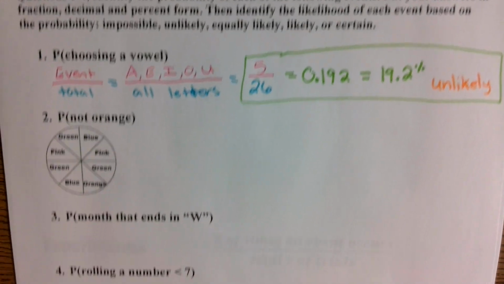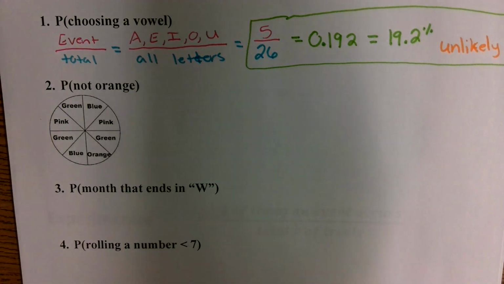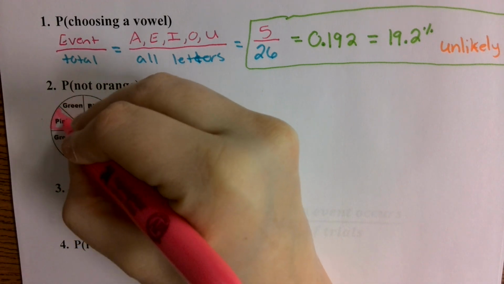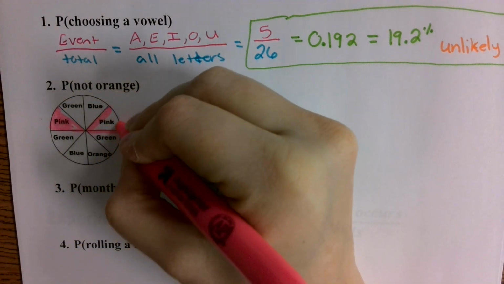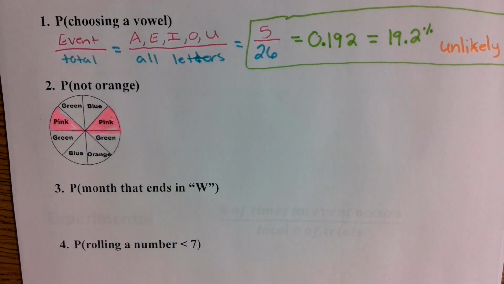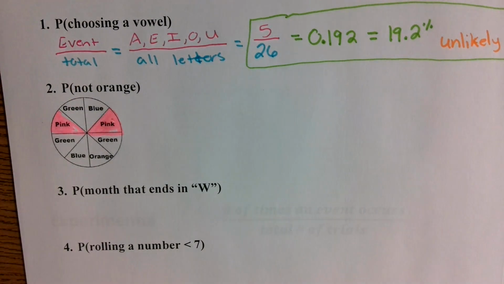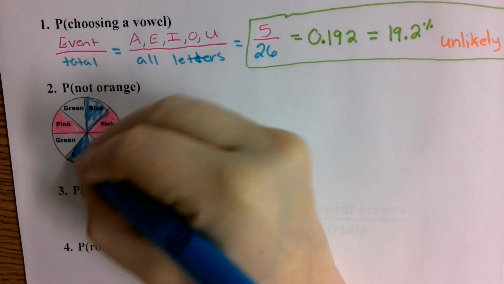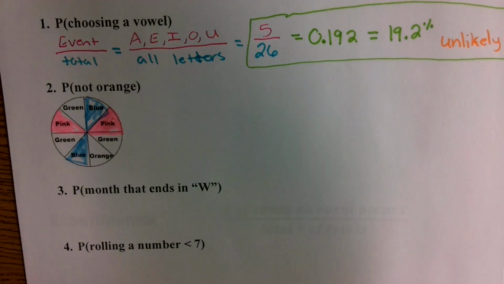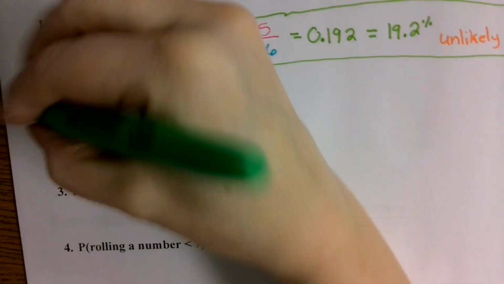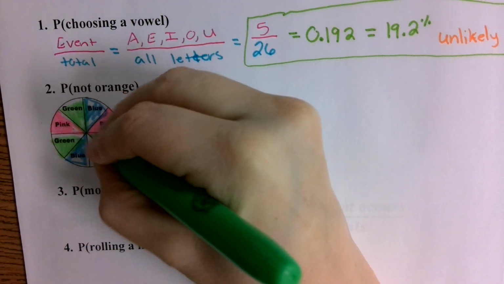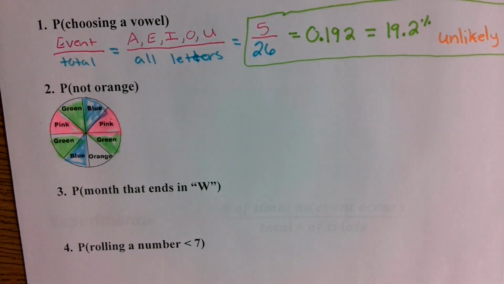Number 2, the probability that we're going to land on orange. So we've got a few colors here. We've got pink over here and over here. There's our pinks. We have some blues. We have a blue here, a blue located here. We also have some greens up here, a couple of greens. And then we do happen to have an orange.